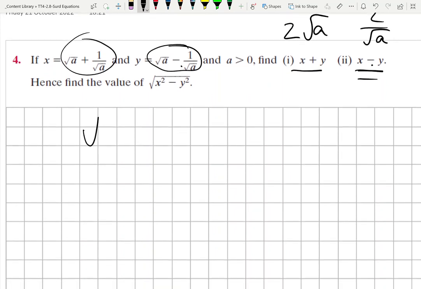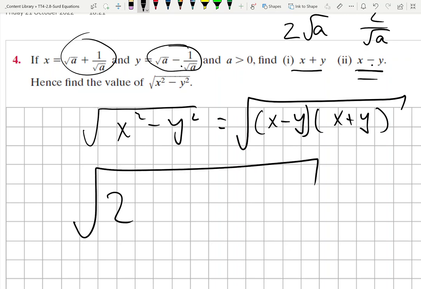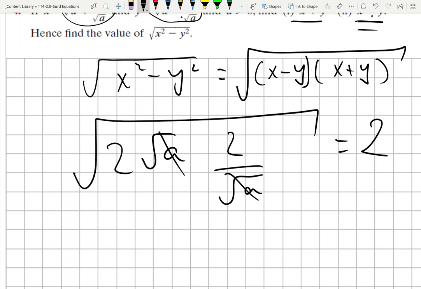Now they're asking us to calculate the difference of 2 squares, which we know from the difference of 2 squares identity can be done in an alternative way with the exact same result every time, is this. So we can go the square root of 2 root a times 2 over root a, with the root a's cancelling, which is the root of 4, which is 2. That was easy.